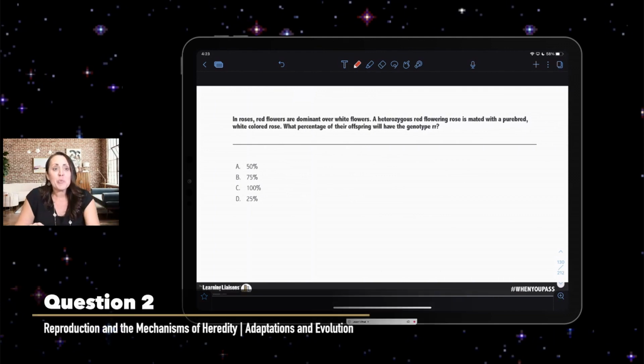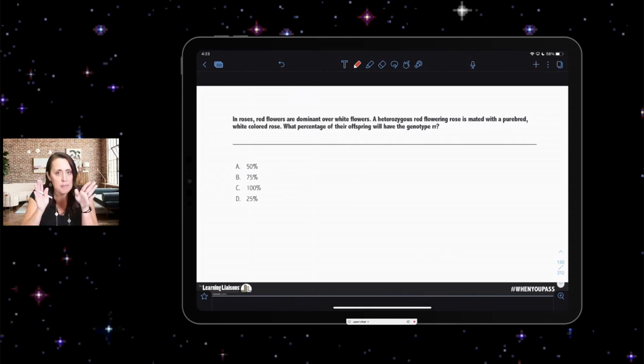This is going to be a good one. In roses, red flowers are dominant over white flowers. Keep that in mind. A heterozygous red flowering rose is mated with a purebred white-colored rose. What percentage of their offspring will have the genotype RR?